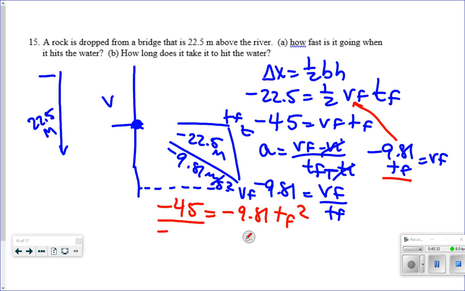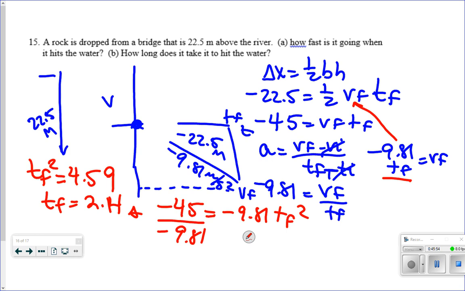So I divide by negative 9.81 on this side, and that will give me, all right, I'm just worried about going off the screen here, so I'm going to actually move to the left, which is not ideal. All right, so 45 divided by 9.81 gives me 4.59. I'm going to take the square root of that and get 2.14. Whoops, that's a 1. Sorry, let me rewrite that. 2.14 seconds.